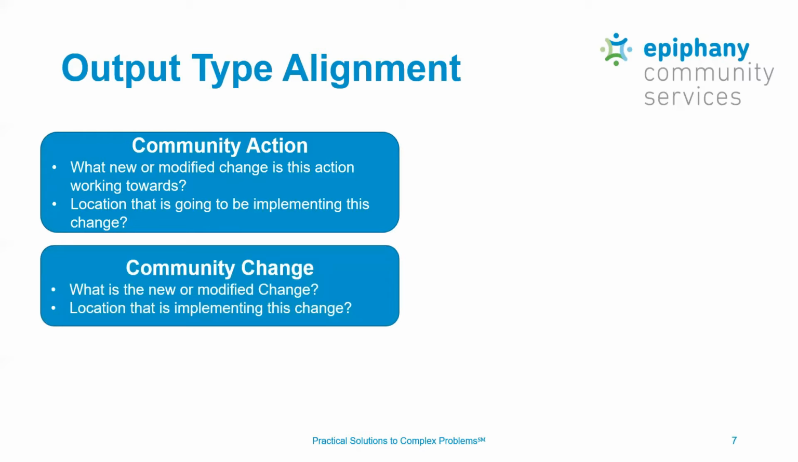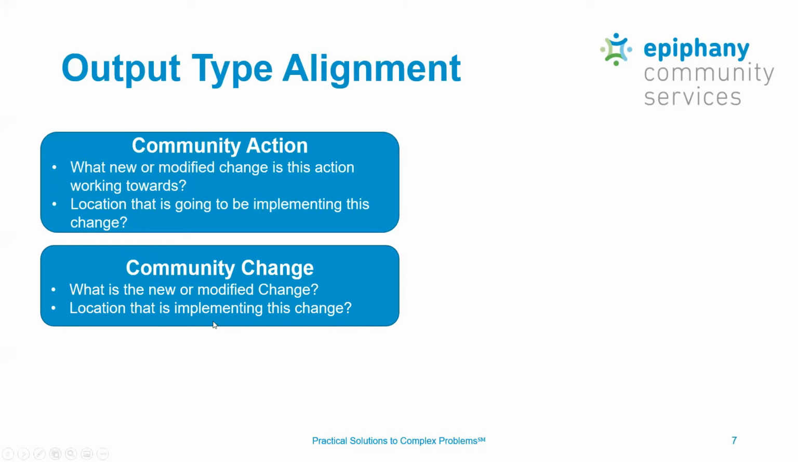With community changes, it's kind of the same thing as community actions, right? What is the new or modified change that's occurring? If this is an output that you're recording for passing a new school policy, make sure to put in there, hey, we passed a new school policy. If you just say, school policy on vaping implemented at the school, we're not going to know that that's new. Maybe it was modified unless you include those words. So again, including the word new or modified can be very helpful when it comes to tracking these and aligning them to your output type.